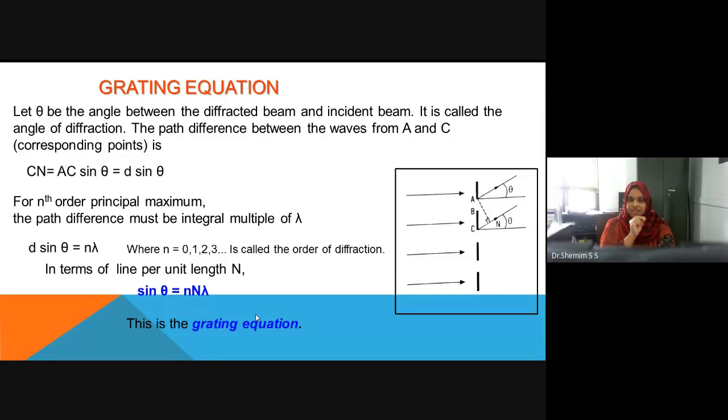Then small n is the order, it can be 0, 1, 2, 3, etc. Then capital N is the number of lines per unit length. Always remember, it is the number of slits per unit length, not the total number of slits. And lambda is the wavelength of light used. And this is the grating equation.